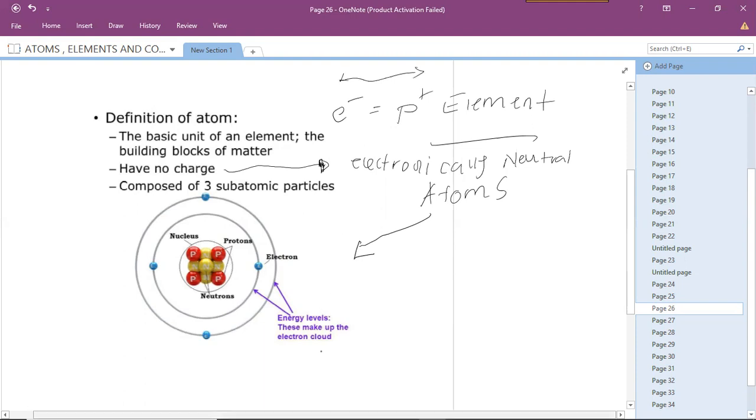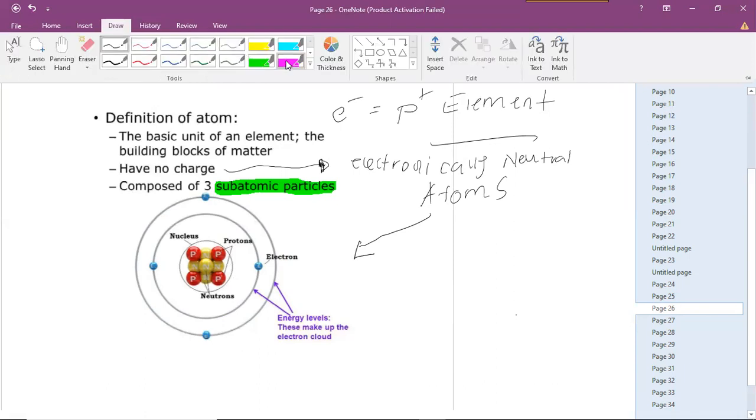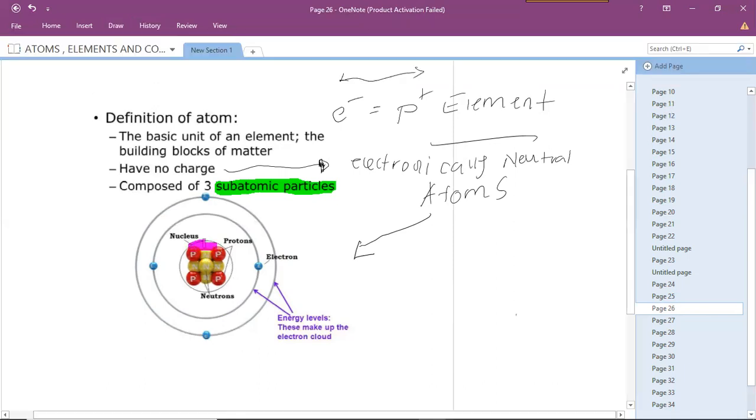So an atom has three subatomic particles. We call them subatomic because they are the building blocks of an atom. So an atom is going to have a nucleus, as you can see. From this diagram here, let's start from the inside going outside. This nucleus is going to have two fundamental subatomic particles.